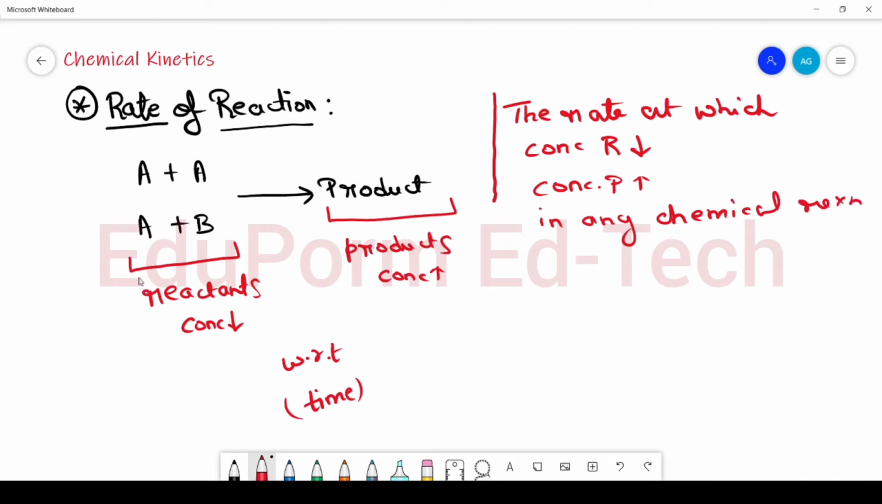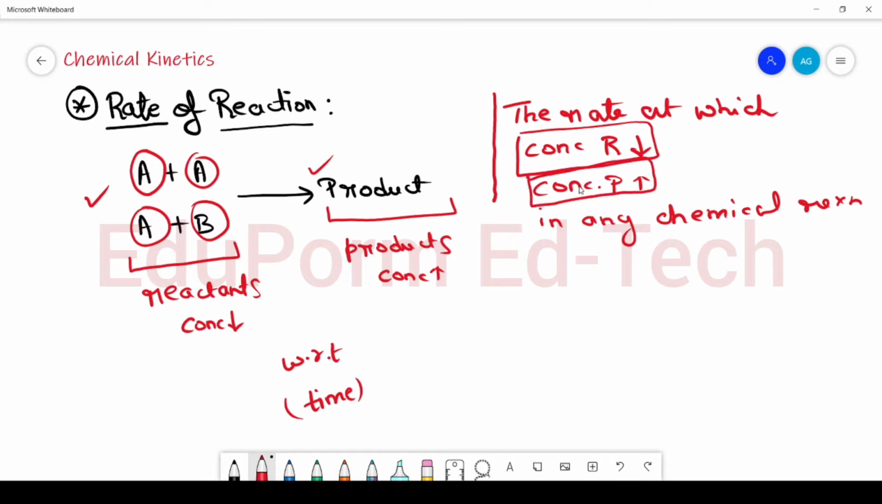What is important is that these reactants must interact with each other. If they are not interacting with each other, we will say that the reactants are non-reactive. But if they are interacting with each other, then we will say that the reactants are reactive. And if the reactants are reactive, they will result in formation of product. So in such case, the rate at which the concentration of reactant decreases with respect to time and the rate at which the concentration of product increases with respect to time is called as the rate of reaction.